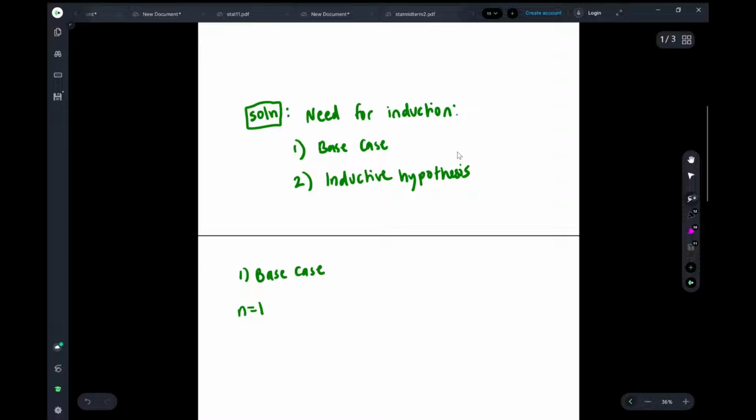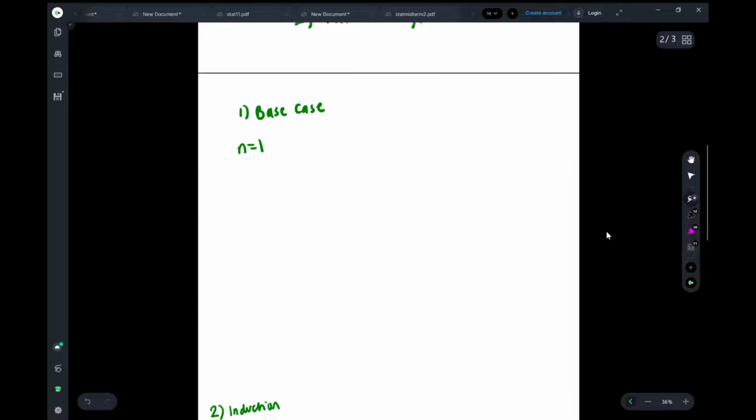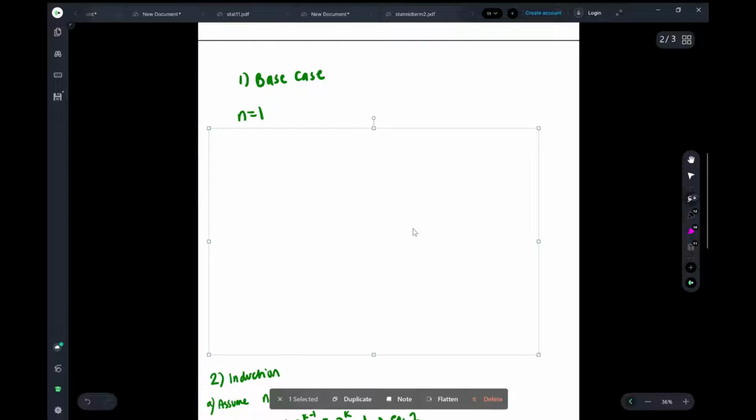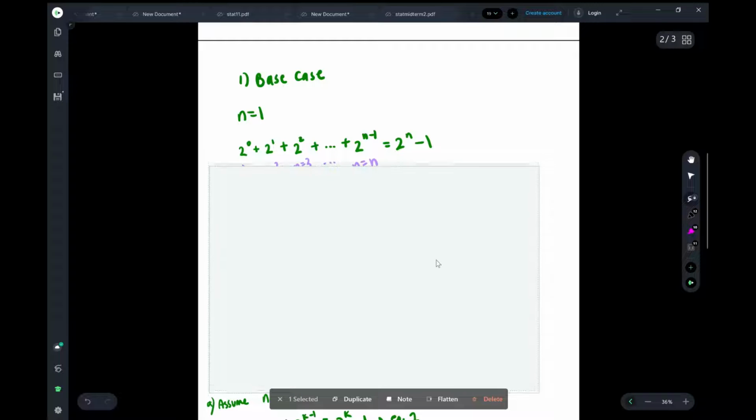We'll need a base case and our inductive hypothesis. So the first step is finding the base case, which is usually you set n to 1. Using that, we look at our original equation from the problem, and then we examine where n is equal to 1. So our first term is n equals 1, second term is n equals 2, third is n equals 3, all the way to n equals n.